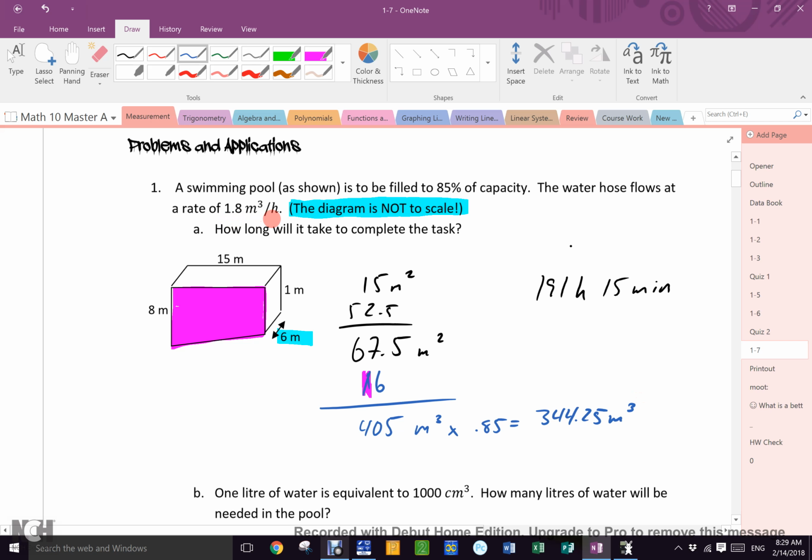1.8 meters cubed per hour. So what do I do with that number and 1.8? Divide by 1.8. And I get 191.25, which of course is 191 hours and 15 minutes, because a quarter of an hour is 15 minutes.